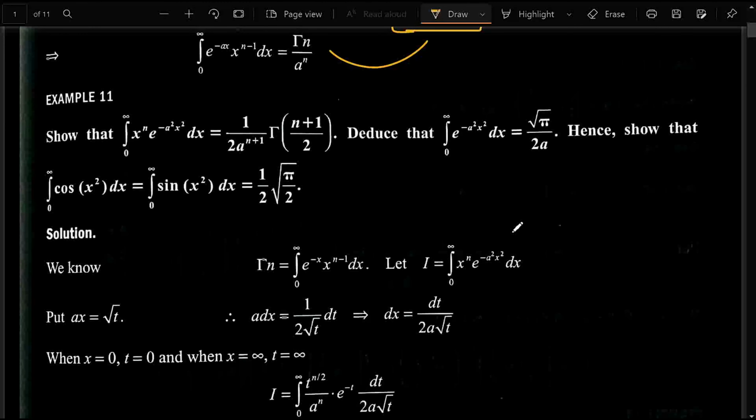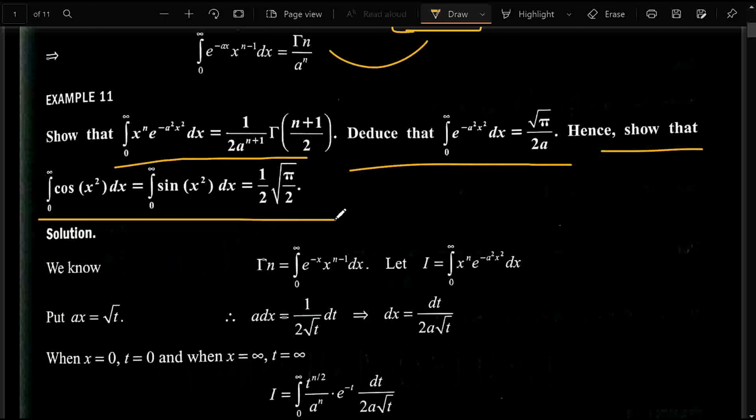These are so easy. And now here is a problem that looks complicated, but it actually is not complicated. Just see, we have to first show this, and from this we have to deduce this. And then we also have to show that these are equal. So just see the questions for 2 seconds.